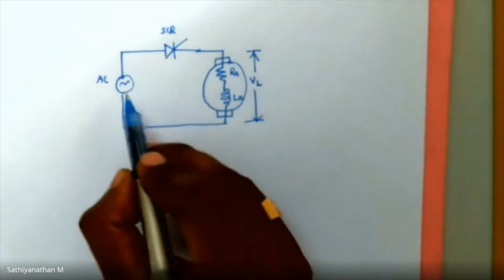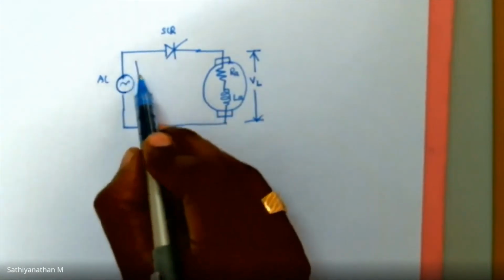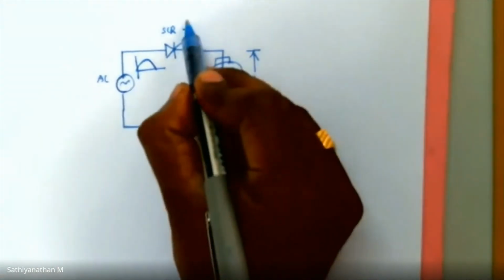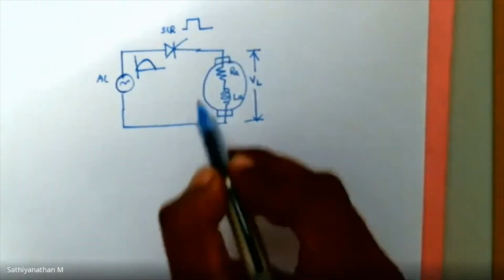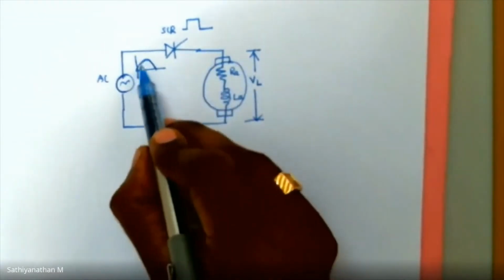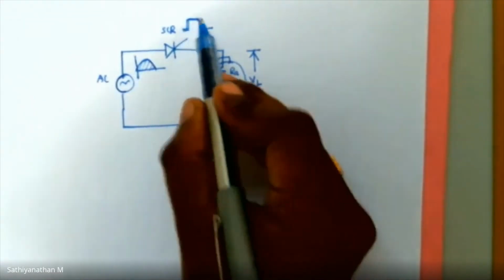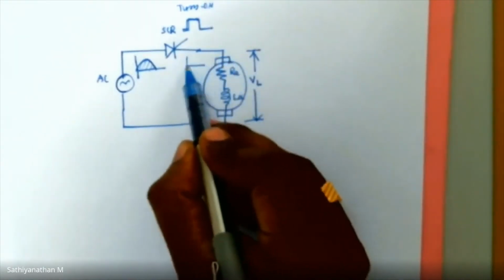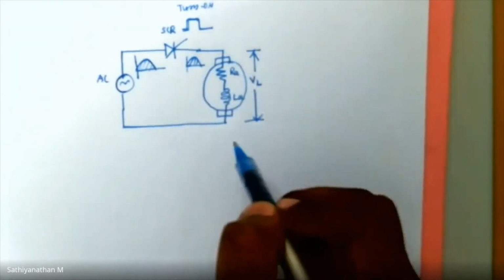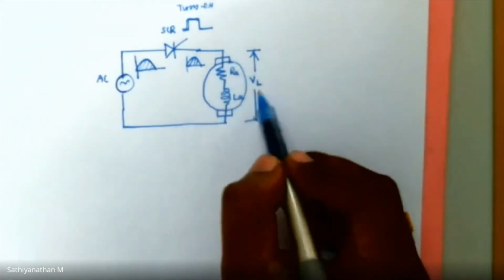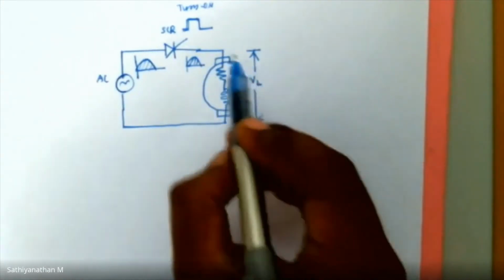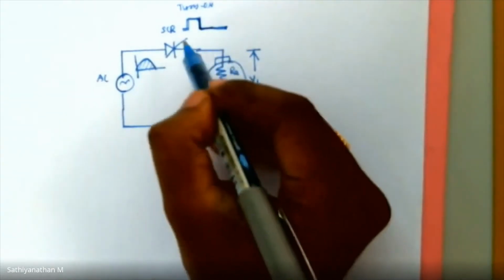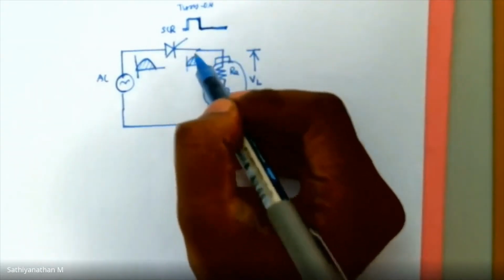As I mentioned earlier, during positive half cycle, if you provide a gate pulse to an SCR, it will conduct. So it will allow this voltage magnitude based on the turn on time period or angle. It provides some voltage to the motor, and that energy is stored in the motor. Once you remove the gate pulse, still your SCR is in conduction. That is the drawback.